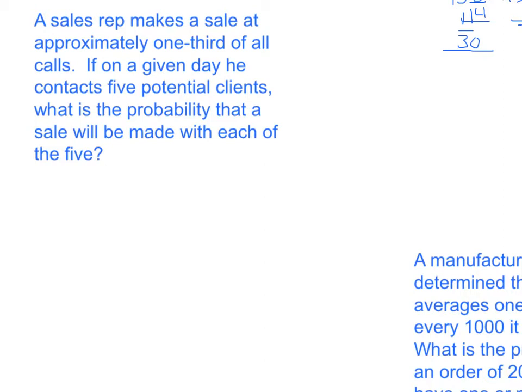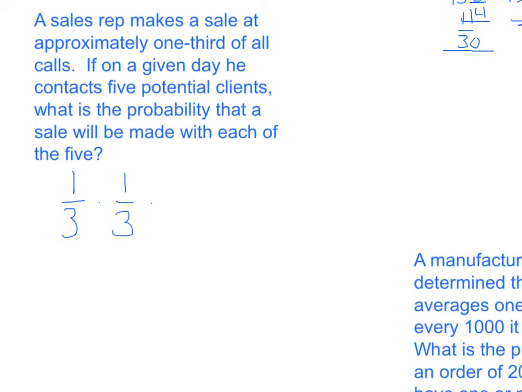So if he goes to 3 different calls, he'll usually make 1 sale out of 3. On a given day, he contacts 5 potential clients. What's the probability that a sale will be made with each of the 5? Okay, so what's the probability for the first one? It's 1 out of 3. And the second one would be 1 out of 3, and the third, fourth, and fifth too.